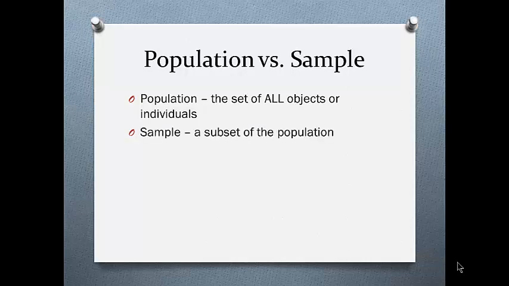Now, that's different than a sample, where we take a subset of the population. We take a small group to represent everybody. That is like the Gallup poll that we saw that had the underemployment rate. We didn't interview everybody in the United States. We just took a small sample, a subset, and made assumptions about the entire population.